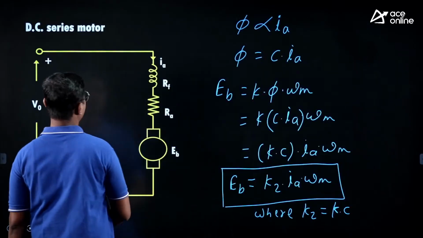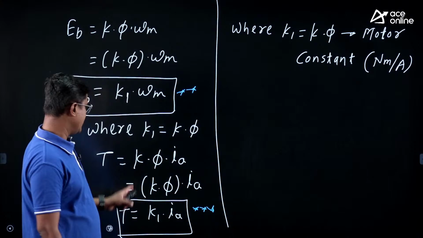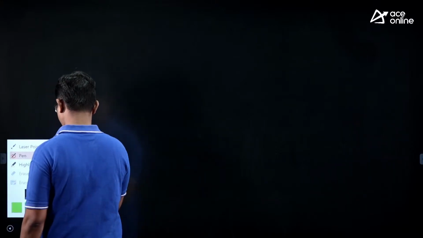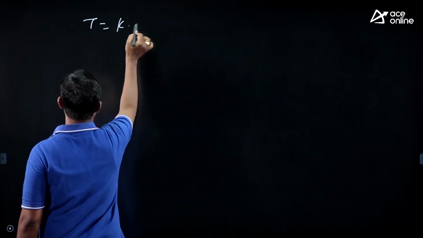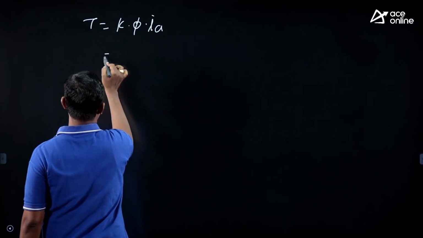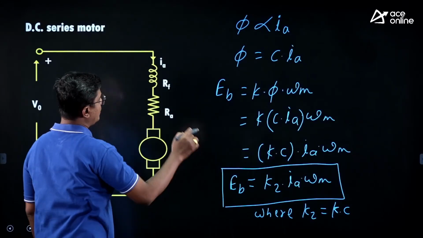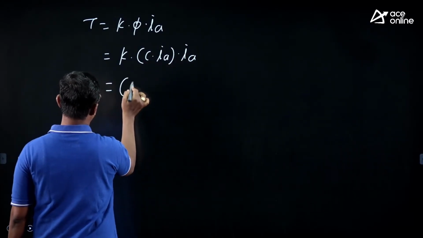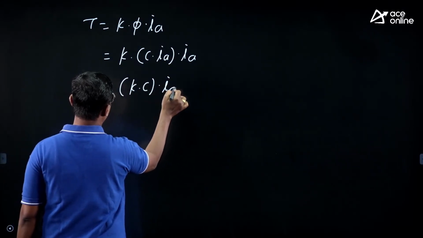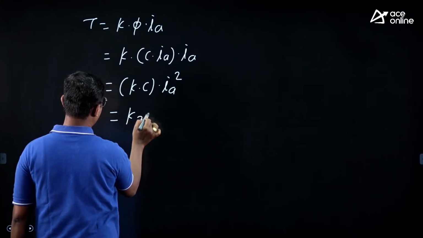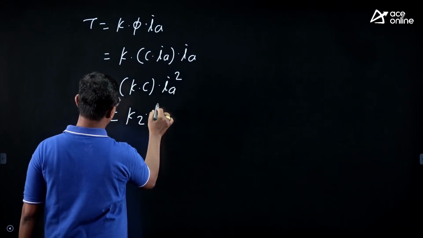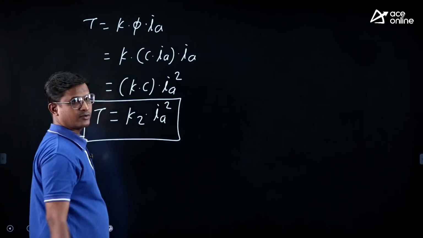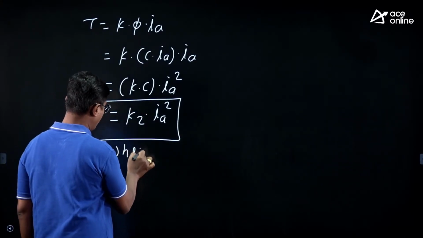Next, torque. We know for a general DC motor the torque expression is T equal to K into phi into Ia. But what is phi? C into Ia. So this can be written as K into C into Ia square. But K into C means K2, the motor constant, so T equal to K2 into Ia square. This is the torque expression, where K2 is the motor constant.